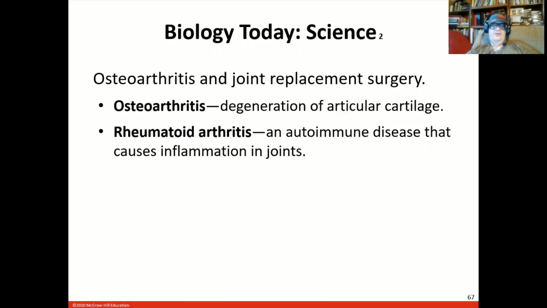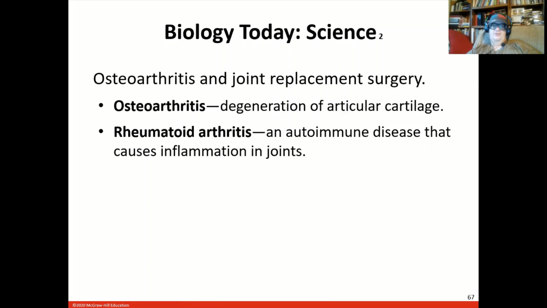So let's talk about science. Osteoarthritis is when your cartilage is breaking down. Rheumatoid arthritis, an autoimmune disease, causes inflammation in the joints. These are things that might require joint replacement.